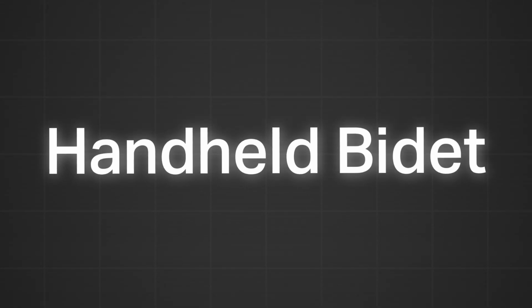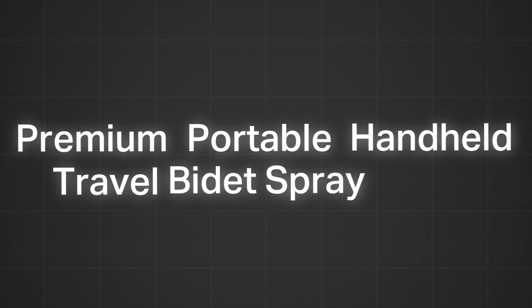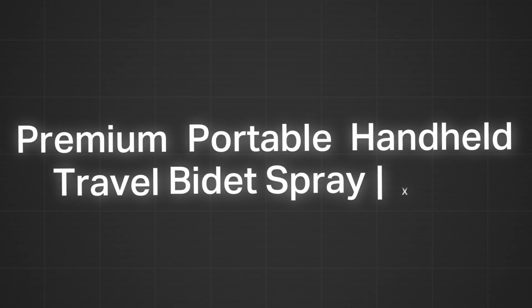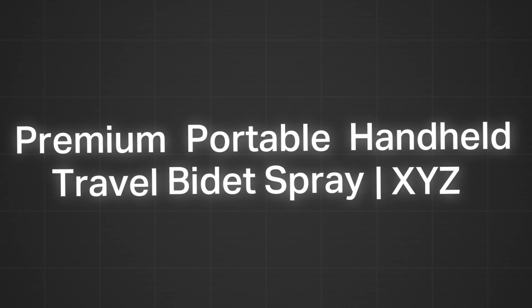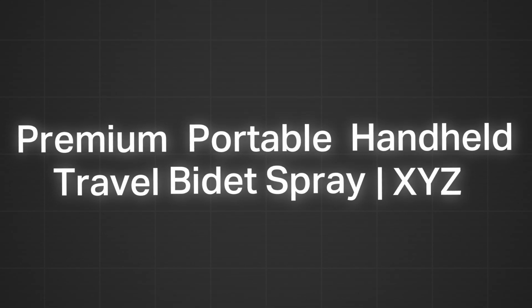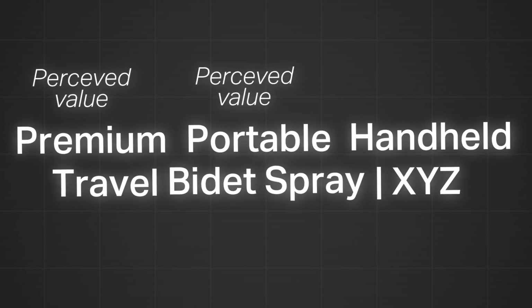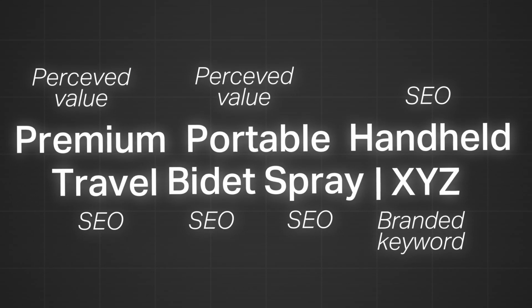So with that in mind, again, the handheld bidet would turn into the product title, premium portable handheld travel bidet spray. That's it. Very simple, very to the point. And then at the end, you can again add the line followed by your brand name, again XYZ or whatever your brand name is. But that's essentially what we are going to write for the product title. And it's right in the middle. It's not too big, but it includes perceived value. It has the right kinds of search engine optimized keywords which users are searching for. And this is done after keyword research.